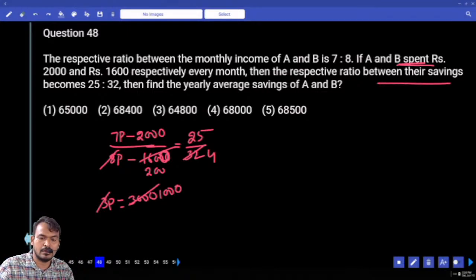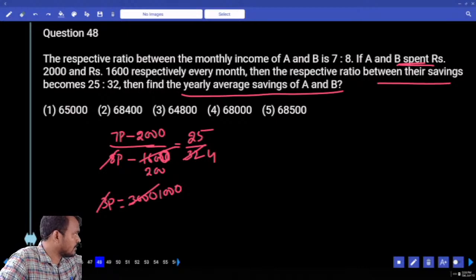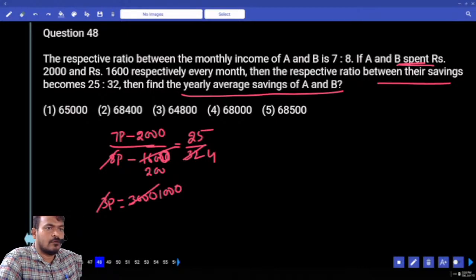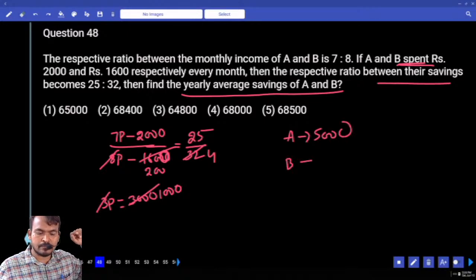What is the question here? Find the ratio between the yearly average savings of A and B. First of all, A's savings. A's savings means 7 parts minus 2,000. What is the 1 part? 1,000. 7 parts means 7,000 minus 2,000, which is 5,000. A's per month savings is 5,000. B's savings: 8 parts minus 1,600.